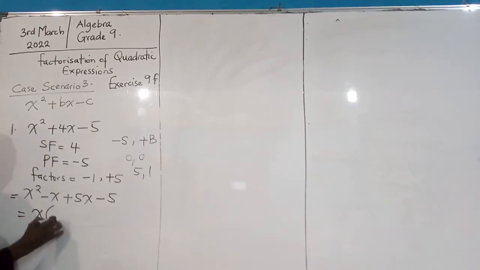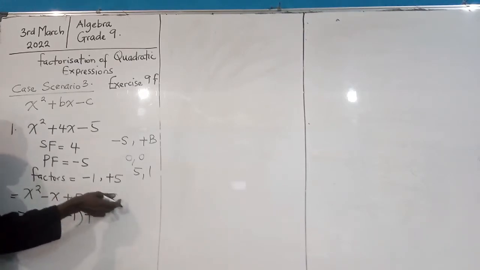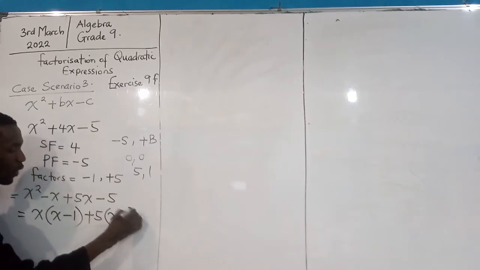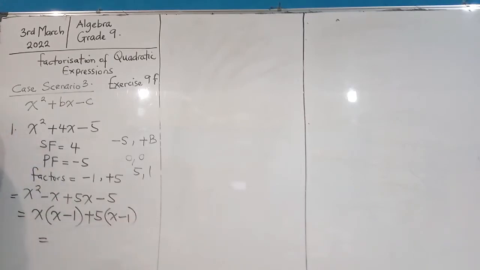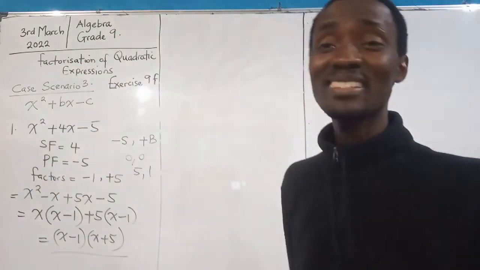x is common, and I'll have x minus 1 plus, what is common here? 5x and 5. 5 will be common, and I'll have x minus 1. I'll factor x minus 1 from this, and I'll be left with x plus 5. And that will be my final answer. Is that easy? That's how it works.